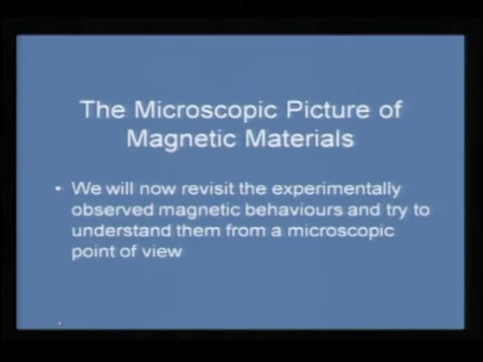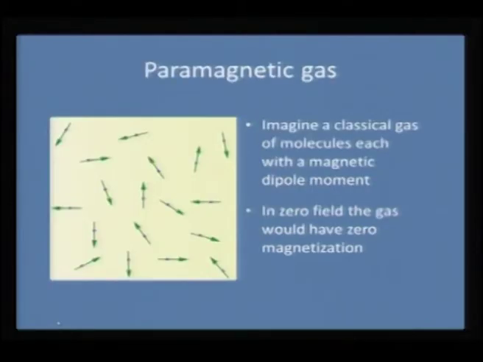Now let us look a little bit into the microscopic picture of the magnetic materials and see what is intrinsically happening within a material when it has a moment. So we will look a little bit into the experimental evidences and try to make some conclusions on the different types of magnetization that come in materials.